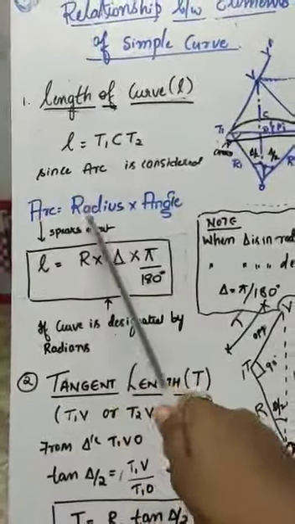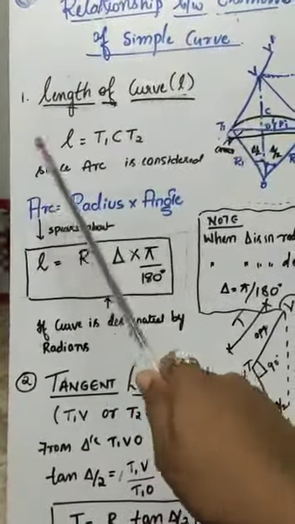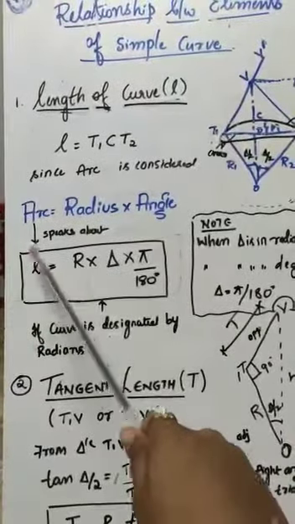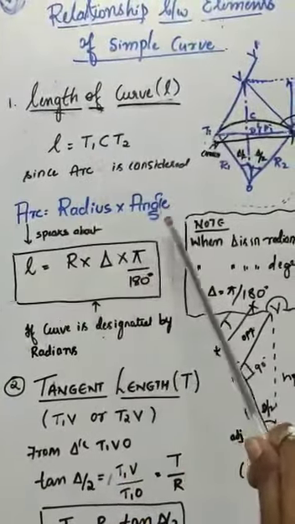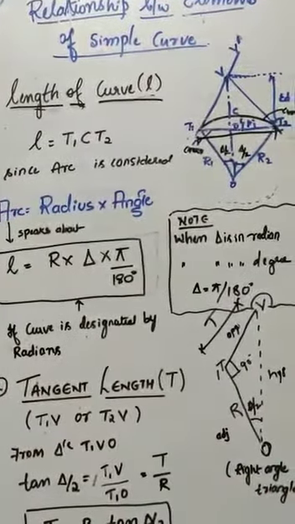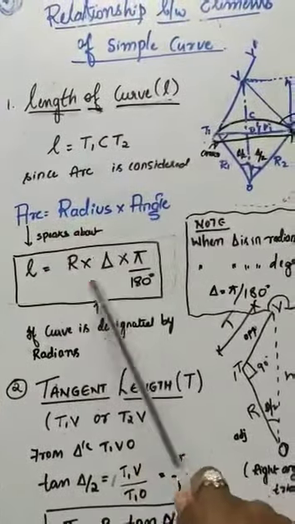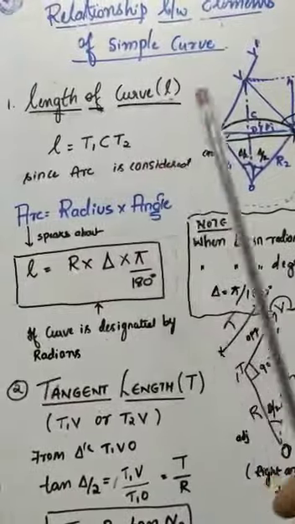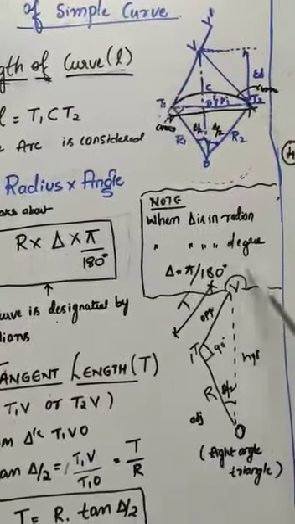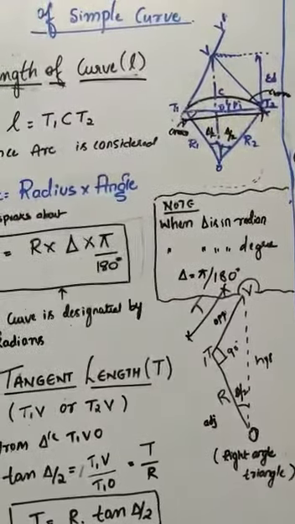That is, arc formula is radius multiplied by the angle. So here arc speaks about your length of the curve. So it is represented by L and radius as R, angle as delta. So why here is it multiplied by pi by 180 degree? If your delta was in radians, you could have kept L is equal to R into delta. But here you need to keep delta in the form of degree. So because of that, you need to multiply delta by pi by 180 degree.